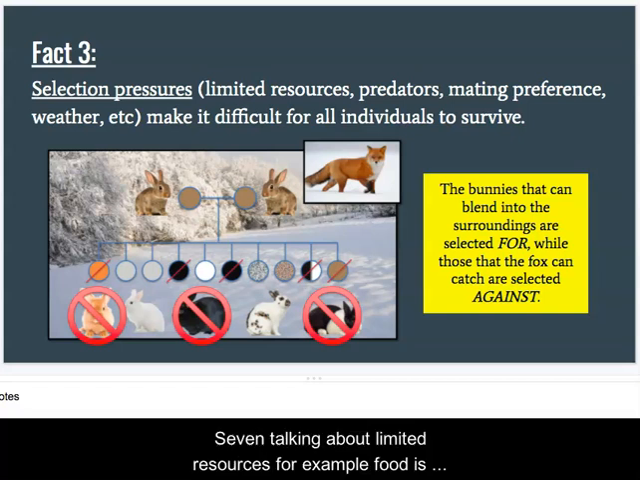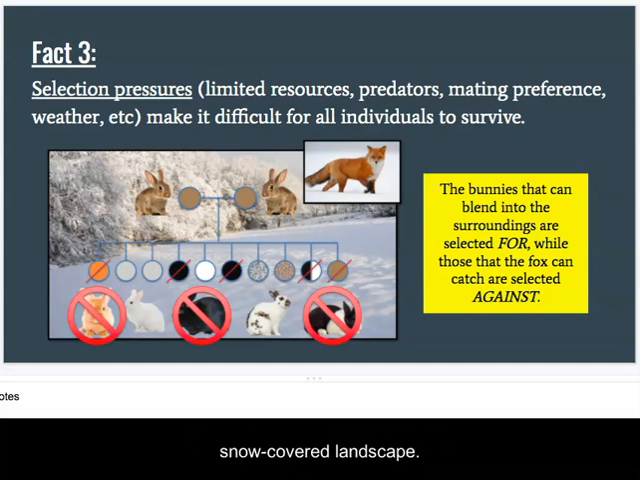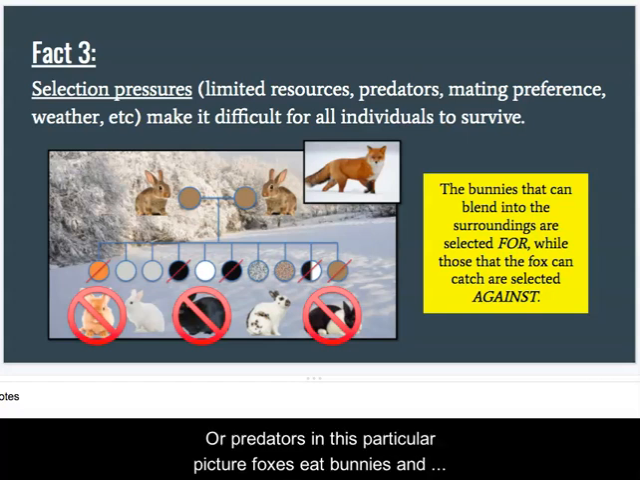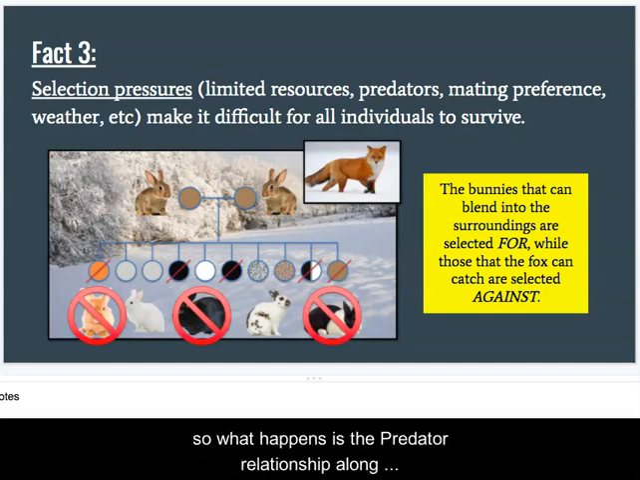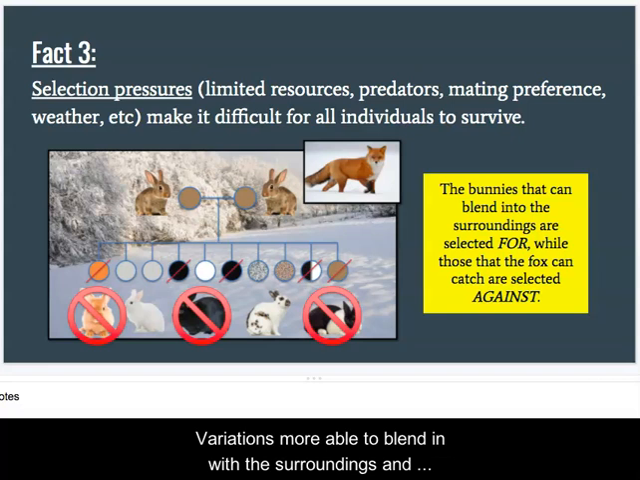If I'm talking about limited resources, for example, food is going to run out at a certain point, or maybe it's shelter. Weather might be, for example, in the picture, the snow-covered landscape, or predators. In this particular picture, foxes eat bunnies. And so what happens is the predator relationship along with the weather makes certain variations more able to blend in with the surroundings than others.